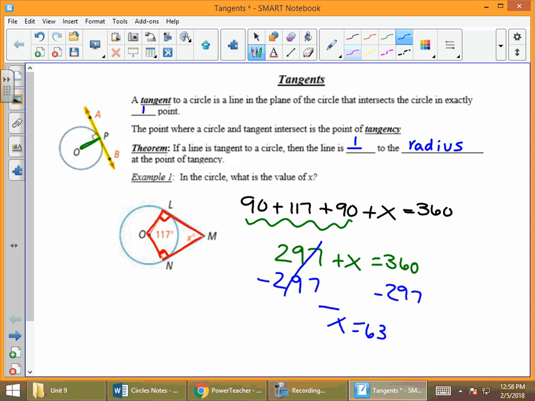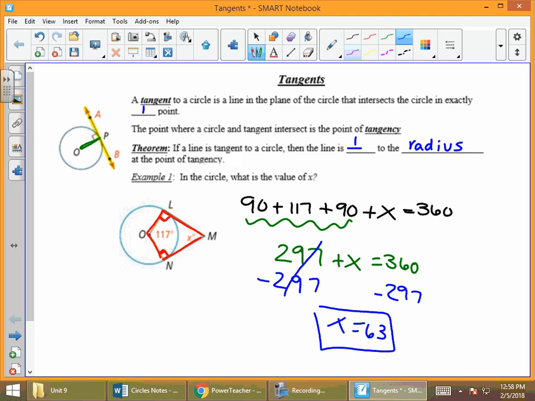There is a shortcut to this problem. Does anyone notice the shortcut maybe based off our answer and the angle across? They add up to 180. So that's a shortcut. Okay? Whenever you have this quadrilateral made by two radii and two tangents, there's actually a shortcut rather than doing all this work.